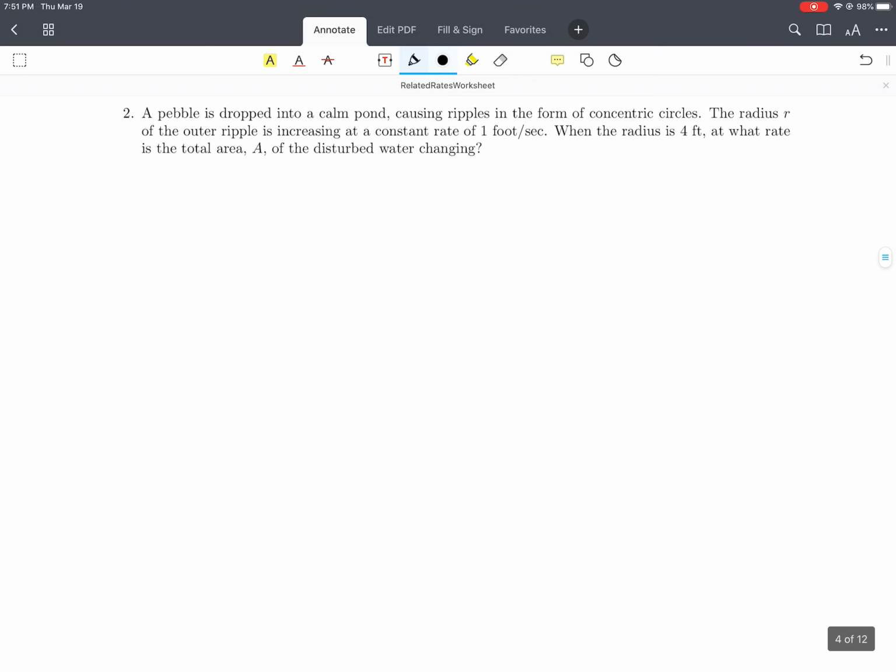Next up, we've got an example about a pebble. A pebble is dropped into a calm pond, causing ripples in the form of concentric circles. So small circles, and they get bigger as they go out. The radius of the outer ripple is increasing at a constant rate of 1 foot per second. When the radius is 4 feet, at what rate is the total area, which we're going to call A, of the disturbed water changing? So again, let's start off by drawing a picture of it. So I've got my ripples.